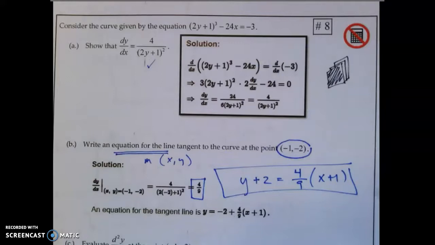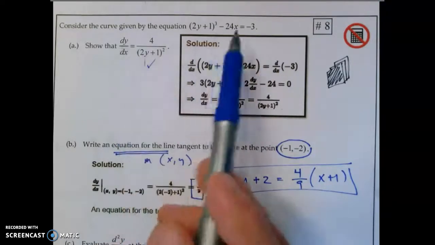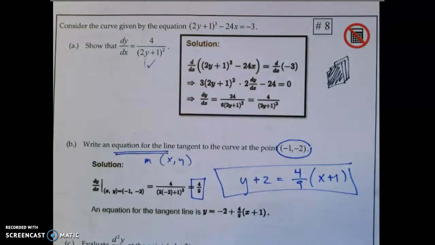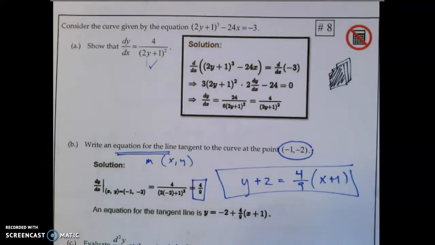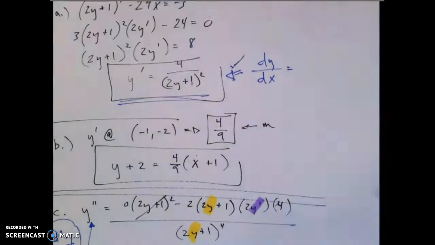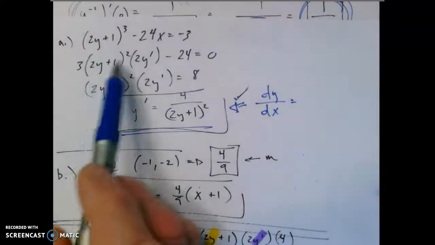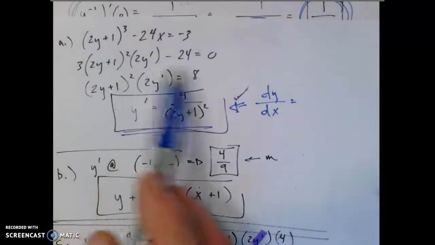Okay, number 8, the implicit differentiation. They give us a function and they say show that this derivative is equal to this. We just need to do implicit differentiation correctly. It's not that involved. We have the chain rule here with the implicit differentiation there.